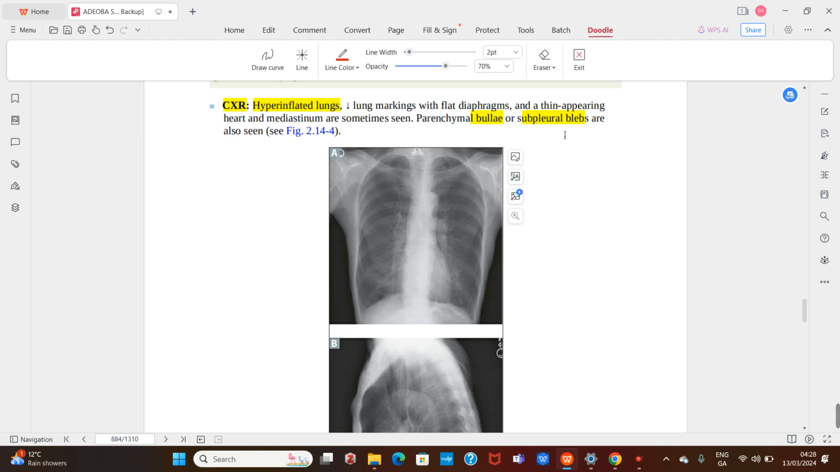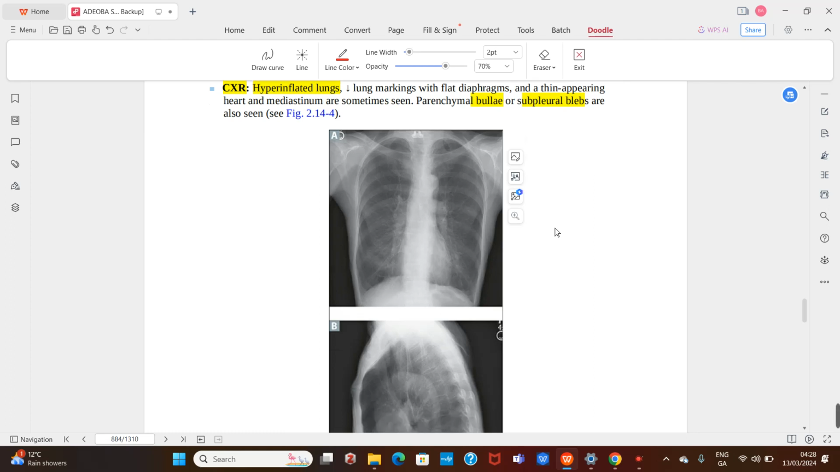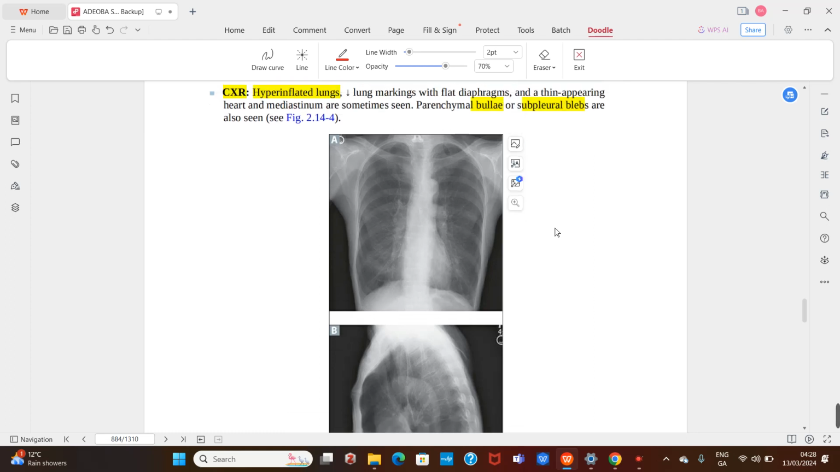Sorry, hyperinflated lungs, question. Okay, I will take it. Normally, I'm not supposed to take any question until we finish. But let me hear your question, Doc. The truth of the matter is that we understand more when we ask questions. As you go, I'm going to be distracted, and there are things I will forget to say. That is true. Okay, I'm listening. So, what is the question?